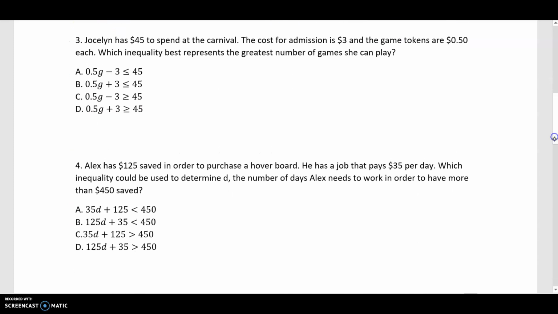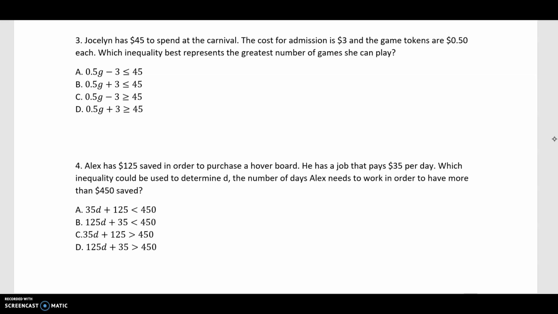All right, let's look at number 3. Number 3 says Jocelyn has $45 to spend at the carnival. The cost of admission is $3 and game tokens are 50 cents each. Which inequality best represents the greatest number of games she can play?